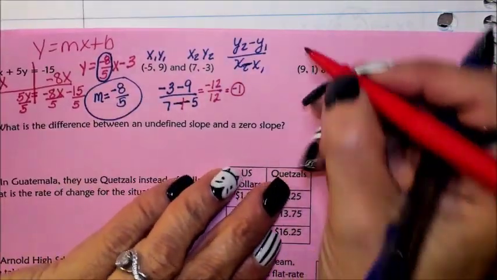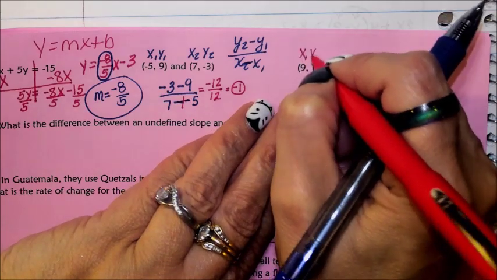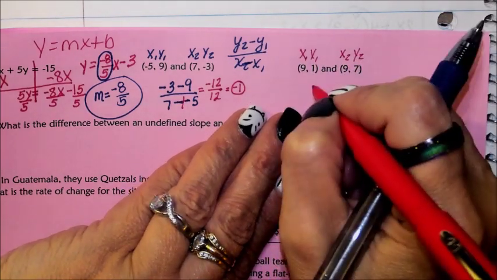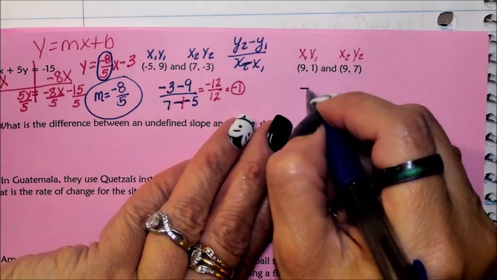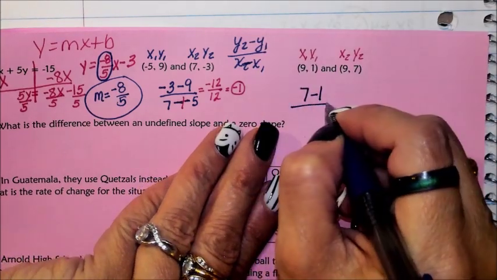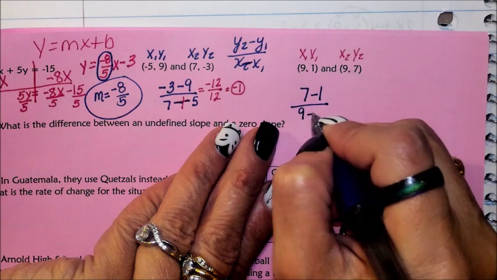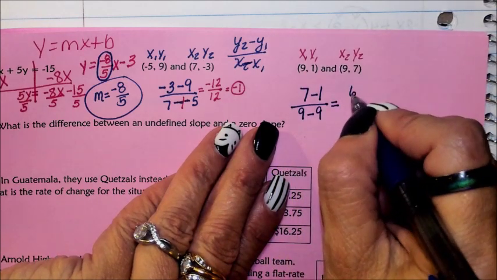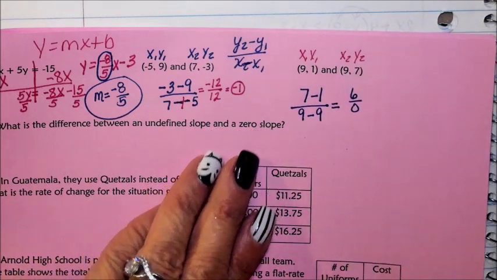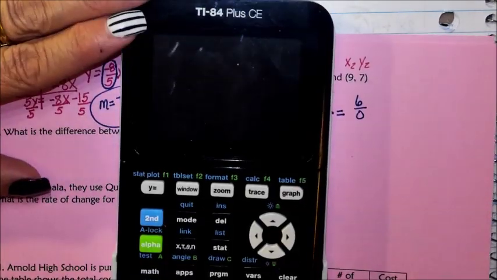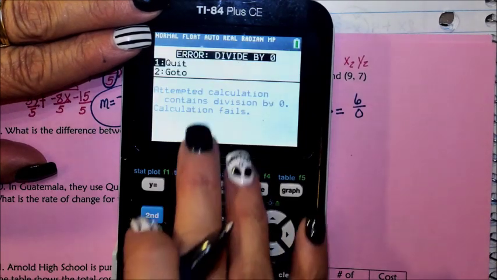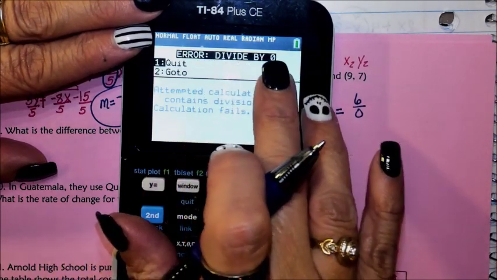Okay. On this one, x1, y1, x2, y2. So we're going to have 7 minus 1 over 9 minus 9. Ooh, that's interesting. That's going to be 6 over 0. I'm going to check that. Here we go. I'm going to do 6 divided by 0. Oh, error, divide by 0.